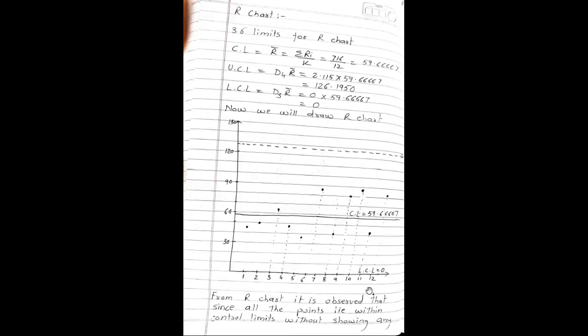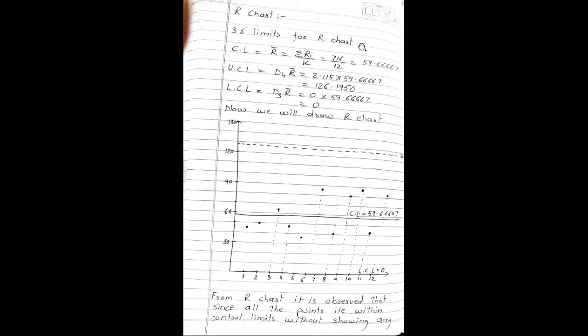So first of all, we'll find R bar as summation Ri upon K. So there are 12 samples, so value of K is 12 and summation Ri is nothing but 716. So 716 divided by 12. The value is 59.66667. Then we will need to find X double bar as summation Xi bar upon K. So summation Xi bar is 763.6. This is called as mean of the means. So 763.6 divided by 12. The value is 63.6333. Then after getting these values, we will go for R chart.